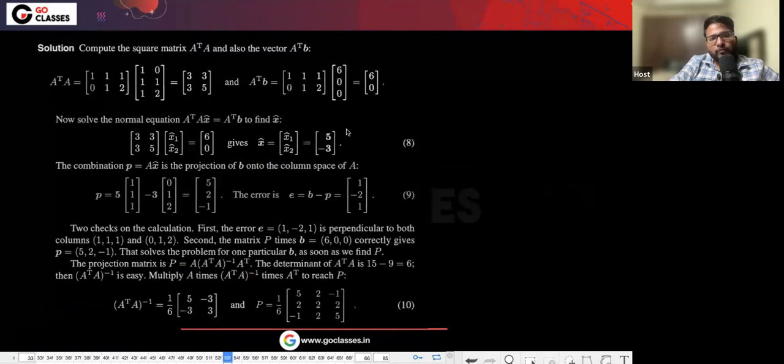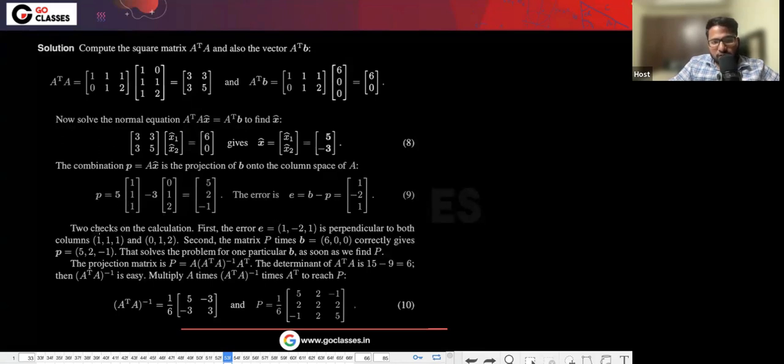So what you can do is solve this equation: A transpose A X cap equals A transpose B. This is the equation you can solve to find X cap. You know how to solve a system of linear equations, right? This is a matrix, this is a vector. So X cap will be 5 and minus 3. Once you have this, you can find the projection, which is A times X cap.